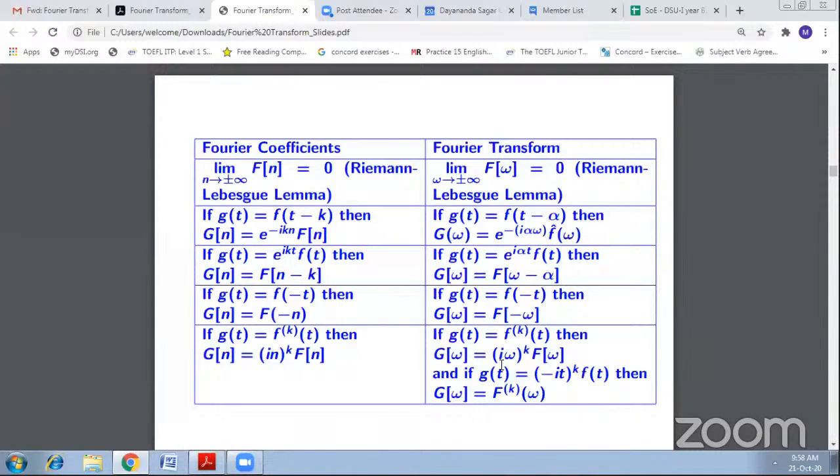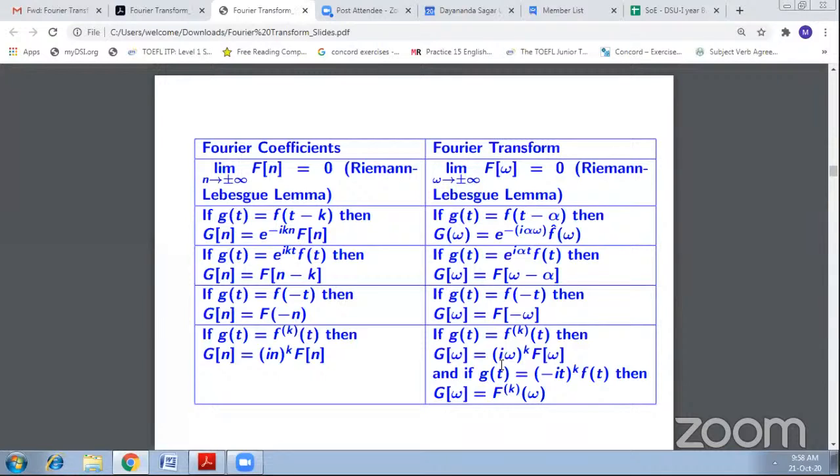And then this idea of translation and multiplication by exponential, these are dual properties. Translation on one side boils down to multiplication by exponential on the other side, and similarly, time reversal boils down to omega reversal. And this property is what is used by differential equations people. If you have the kth derivative of a function, then the Fourier transform simply gets multiplied by i omega to the power of k. And similarly, derivative on the Fourier transform side transforms to multiplication on the time side.